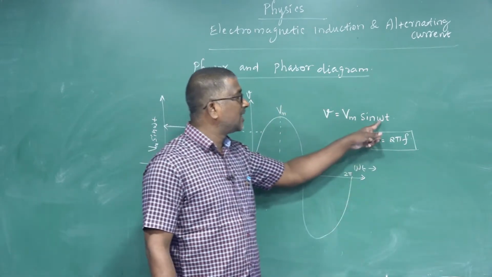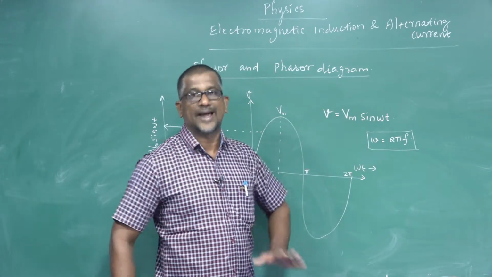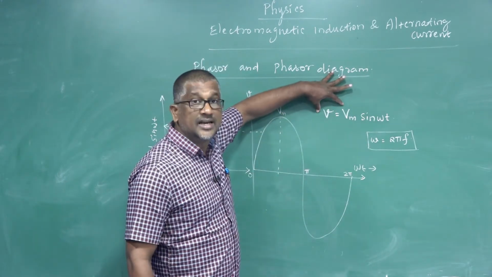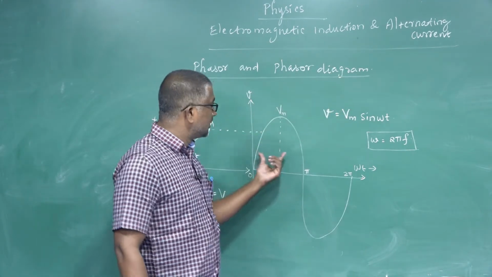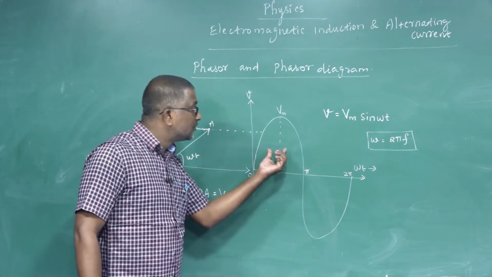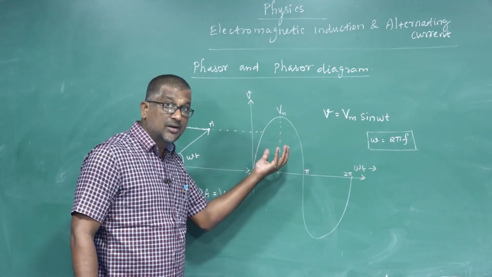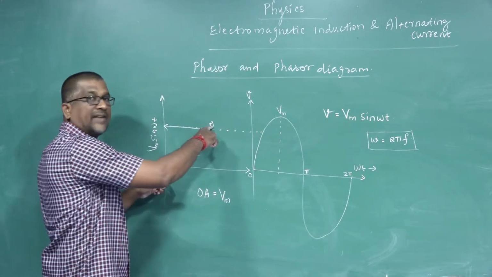So 2 pi times the linear frequency of the alternating voltage is called its angular frequency. Omega is the angular frequency of the alternating voltage and t is the time. So this is the equation of sinusoidal alternating voltage, and this is its waveform. This waveform can be represented by a vector.